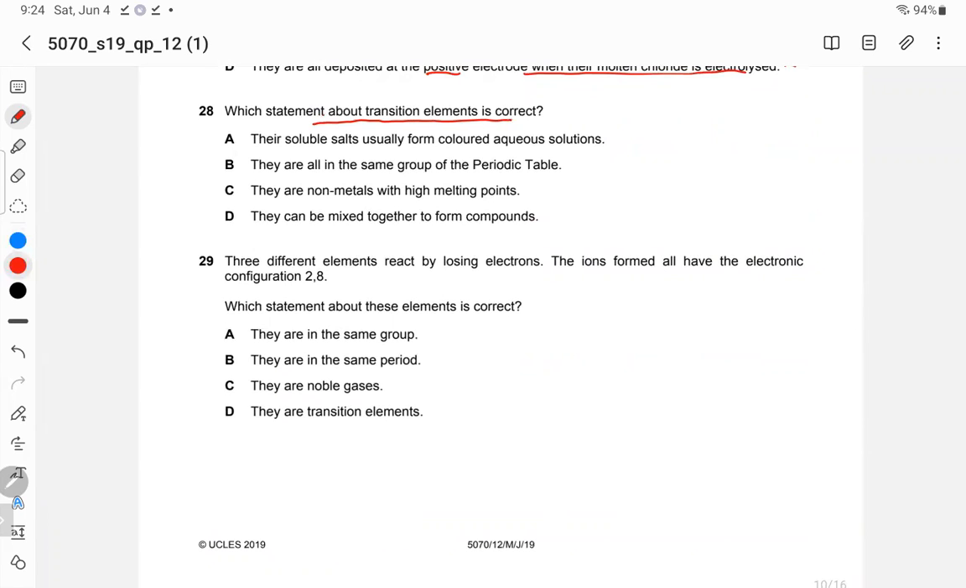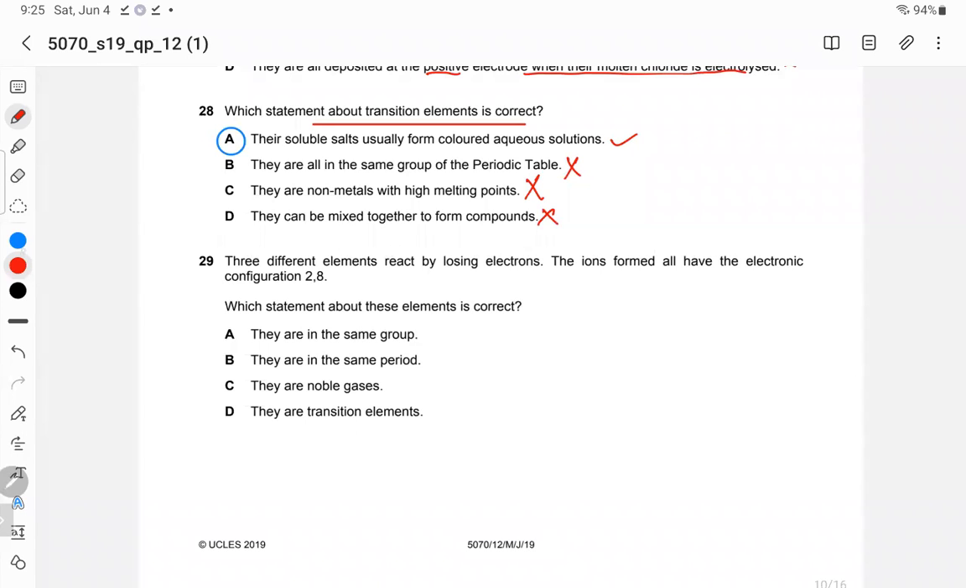Which statement about the transition elements is correct? Their soluble salts usually form colored aqueous solutions. Is this correct? Yes, sir. Yes, it is correct. So A is the correct answer. But let us check and mark the other ones wrong. They are all in the same group of the periodic table. No, they have different groups. They are non-metals. No, they are not non-metals. They can be mixed together to form compounds. No, they mix with other elements, not with transition elements, to form compounds.